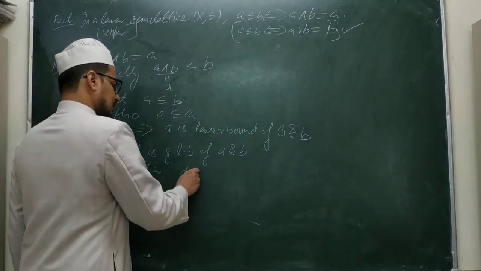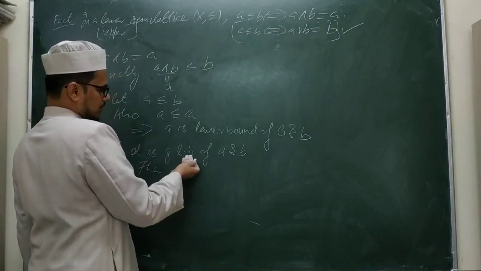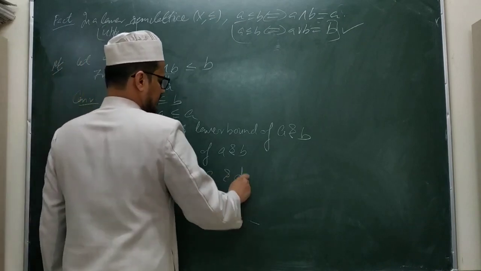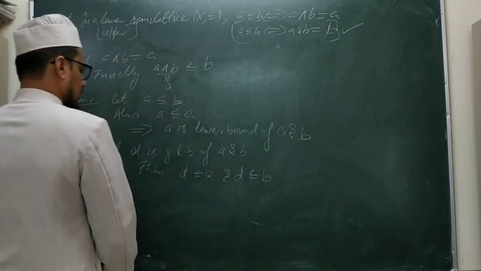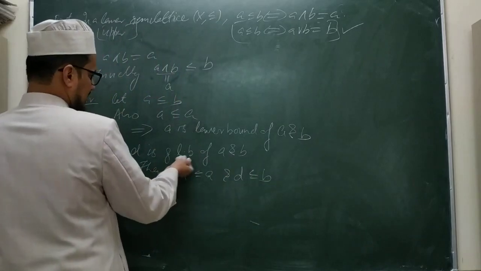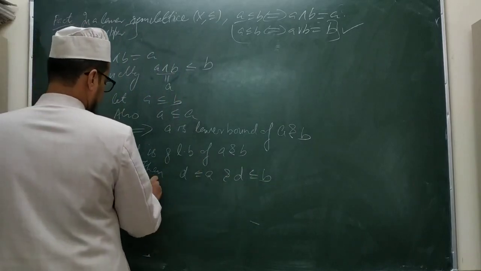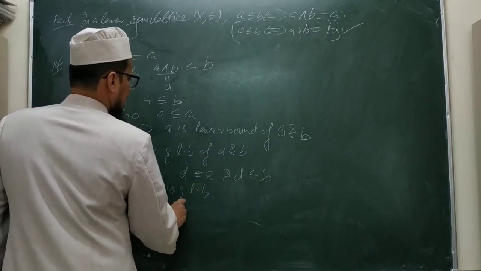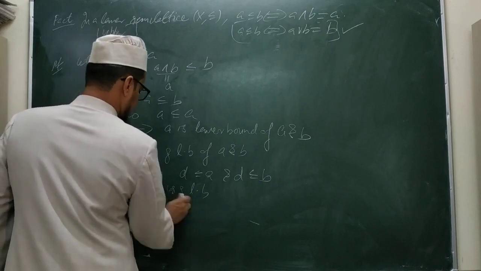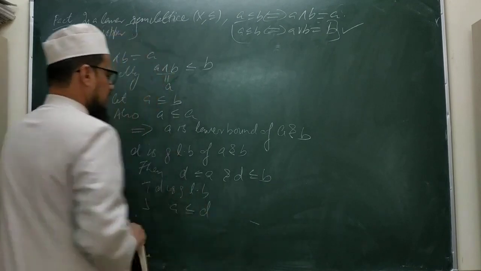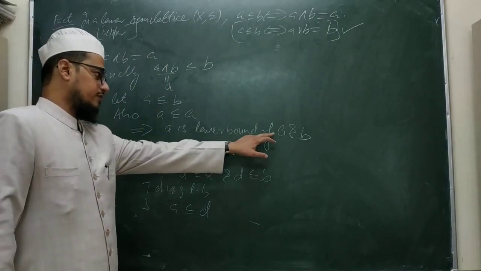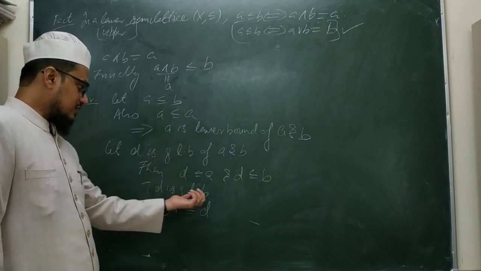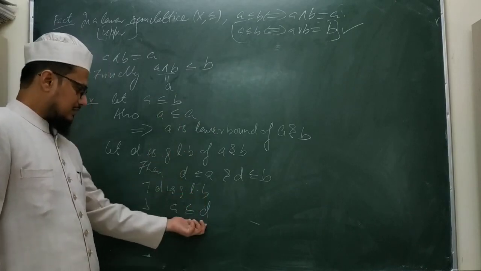So then D being a lower bound, D is less than or equal to A and D is less than or equal to B, correct? Also, since D is the greatest lower bound, therefore D is less than or equal to A, since A is less than or equal to B. See, because we already proved that A is a lower bound of A and B, correct? So A is a lower bound of A and B, and D is the greatest lower bound. So it means what? A is less than or equal to D.